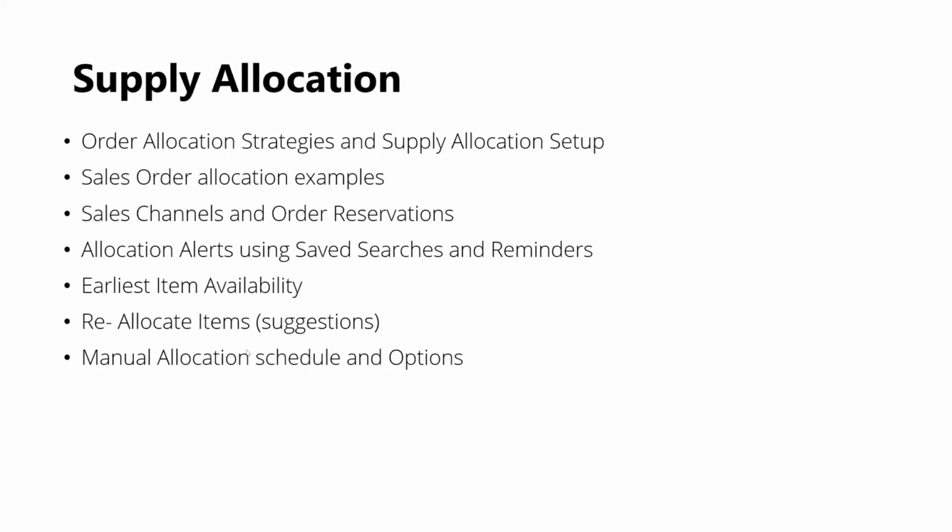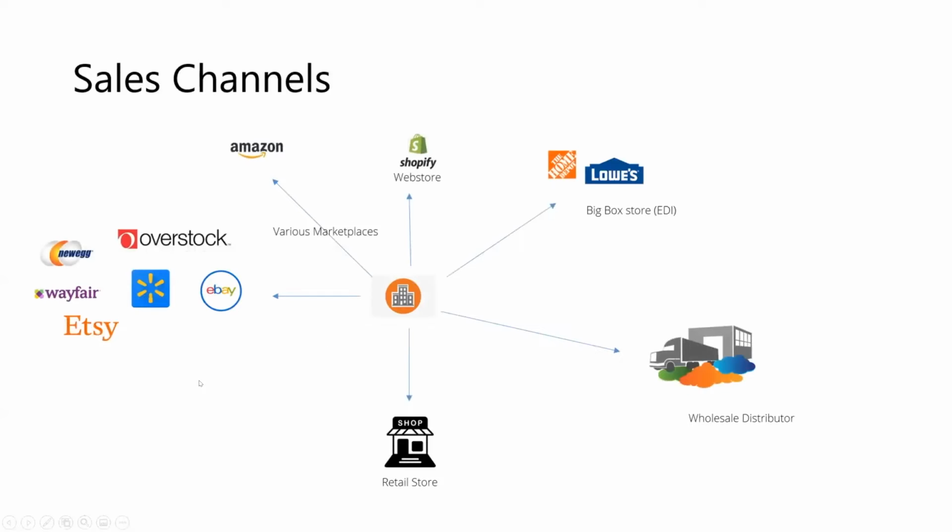So conceptually, I'm going to kind of explain the concept. This is what I'm going to go through. I'll try to keep it pretty quick with the setup. Then I have a whole bunch of examples. I'll talk about sales channels, alerts, right? Being alerted automatically when something potentially is late, very important. And then a couple of features here around earliest time available, reallocation, and then I'll just show you a screen about the manual allocation.